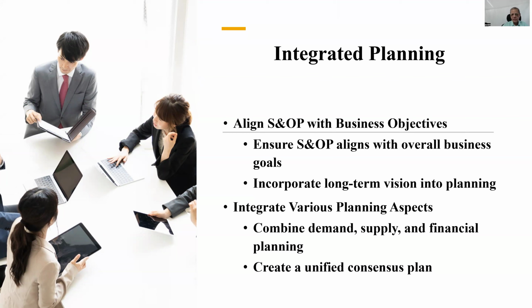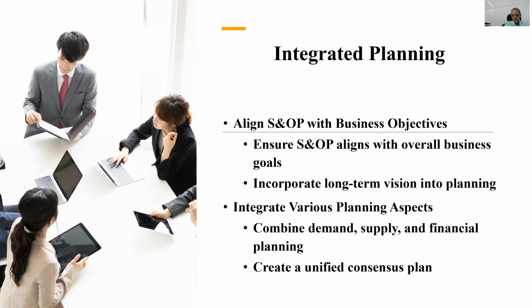So aligning your sales and operation planning with the business objectives. Business objectives can depend upon various factors: the company policy, the products, the promotion, target markets, or customers. And then those business objectives and sales and operation planning have to get integrated.